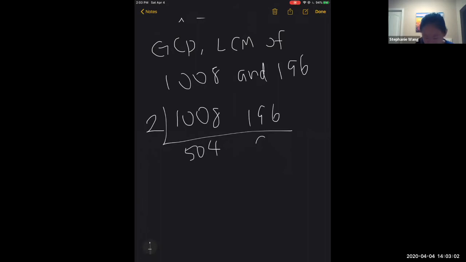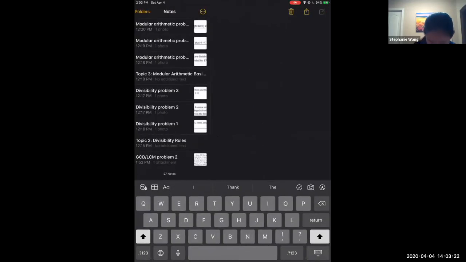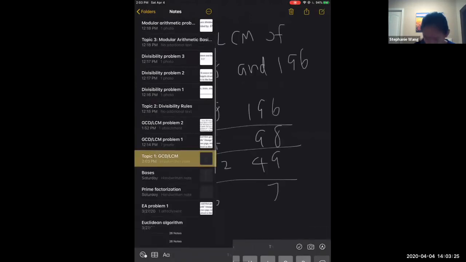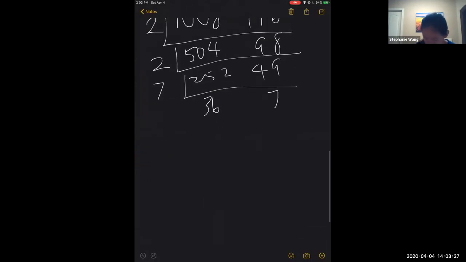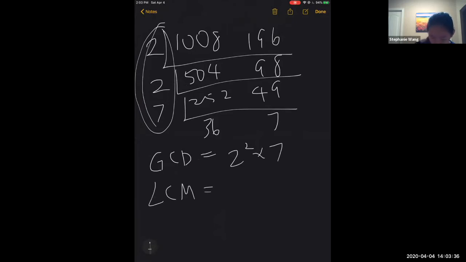Dividing both by 2, we get 504 and 98. Then 2 can divide again, so we get 252 and 49. Now, it might not be completely obvious, but 7 will divide both of them, and we get 36 and 7. Based off of this, we can say that the GCD is equal to 2 squared times 7, and the LCM is equal to all of this: 2 squared times 7 times 36 times 7.